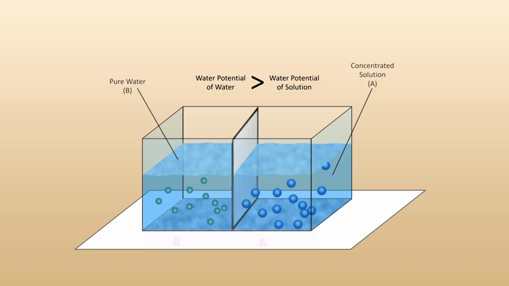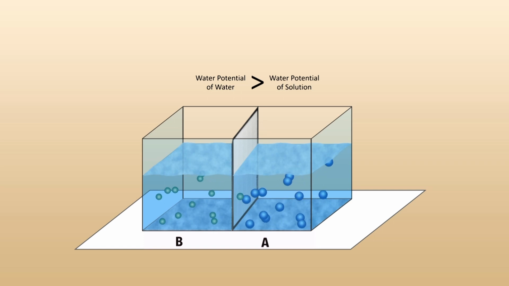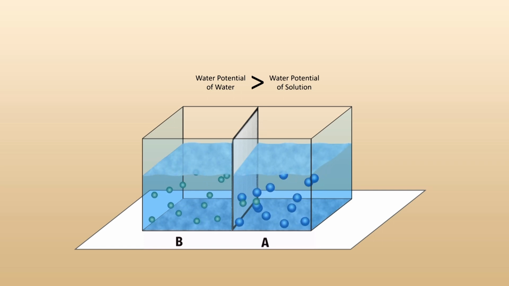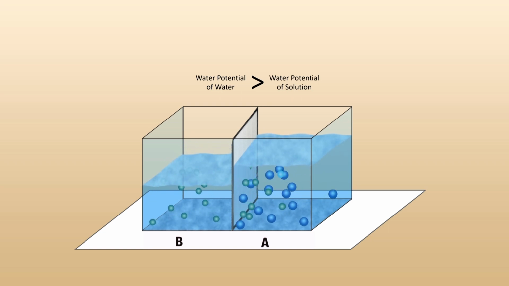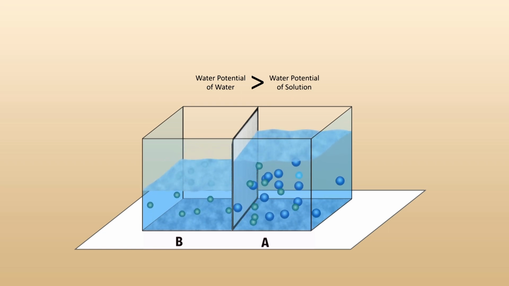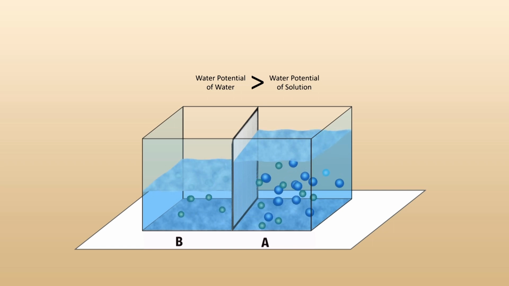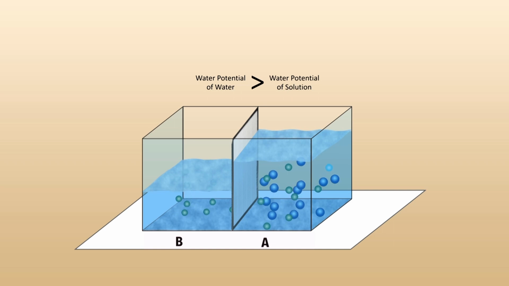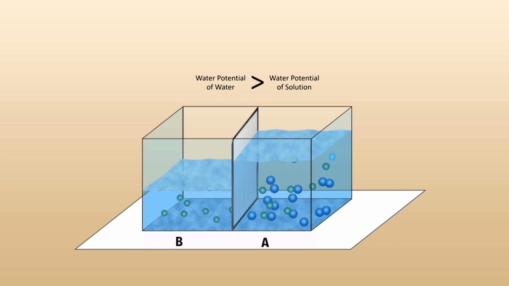In other words, water potential of pure water, that is chamber B, is greater than the water potential of water in the solution, that is chamber A. Therefore, water will move in response to water potential gradient from chamber B to A till equilibrium is reached, when the water potential in both the chambers would be same.